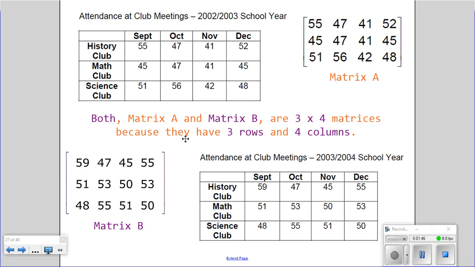So back to matrix A and matrix B again. Both matrices have the same dimensions. They are 3 by 4 matrices because they have 3 rows and 4 columns. Rows go across, for those who forgot, and columns go up and down.